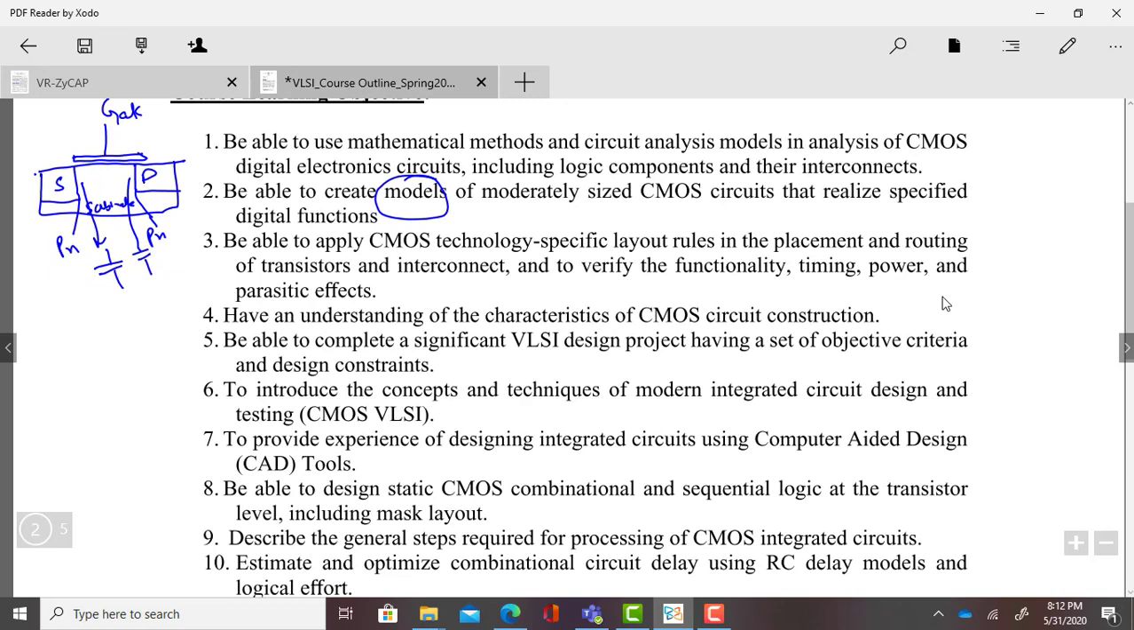Be able to apply technology-specific layout rules for placement and routing. So what is placement and what is routing? So you see there are many transistors inside a chip. As I told you that in a Pentium 4 processor, for example, if I remember correctly, it has 40 million transistors. So how do you place those 40 million transistors inside a very small area?